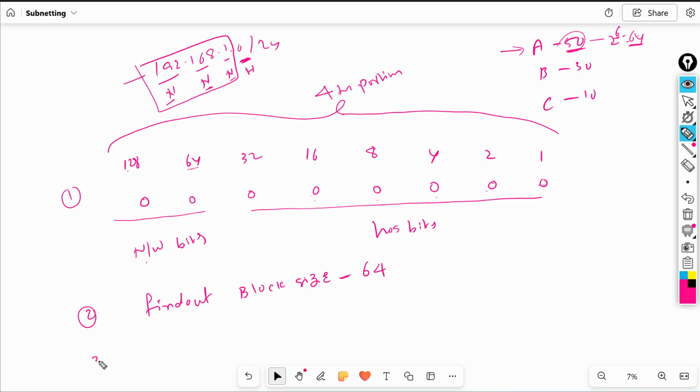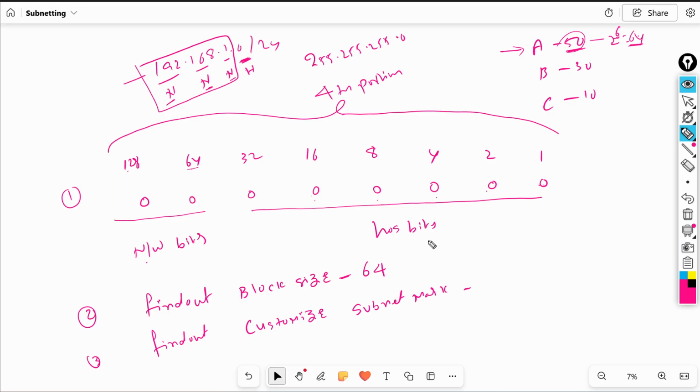The third step is to find out the customized subnet mask. What is the customized subnet mask? What is the default mask for this network? This is class C, right? So the default mask is 255.255.255.0. But now, what is the customized mask?